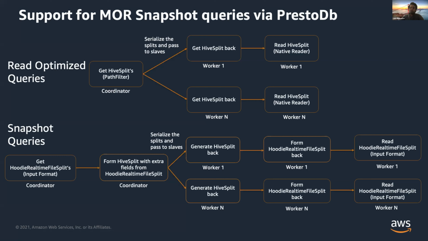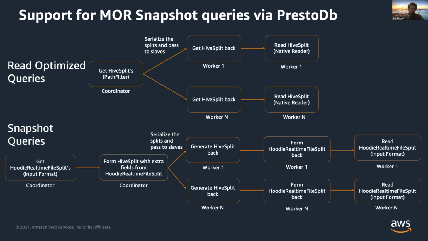Now, the problem with snapshot queries was that you have to merge the base Parquet file with the Delta files, and then you have to provide the results. In addition to that, Presto's Hive split concept does not understand these splits. It's similar to the Hadoop file split, where you have just one file with some byte ranges for that split. It doesn't understand the log files.